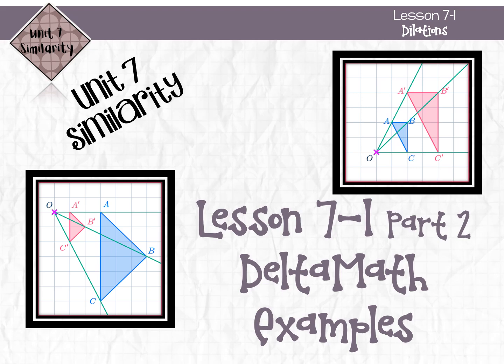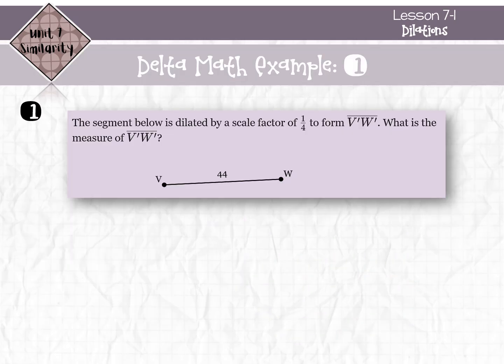The second part of lesson 7.1 is Delta Math examples. Delta Math example 1 for dilations. The segment below is dilated by a scale of 1/4 to form segment V prime W prime. What is the measure of that segment?